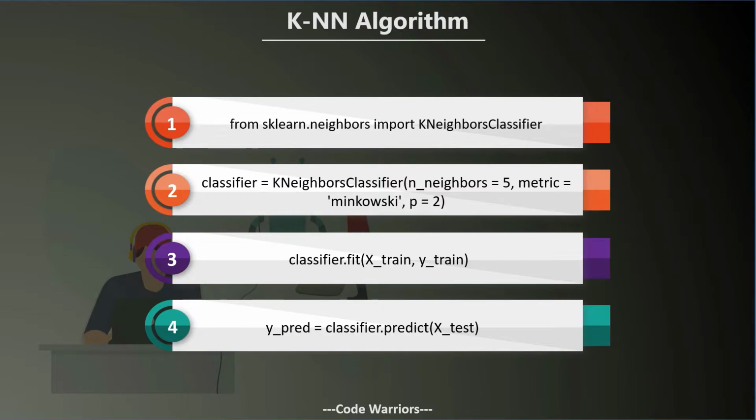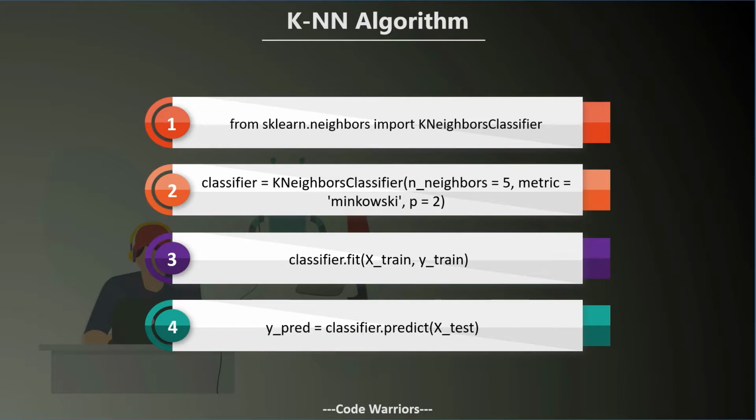Our object is classifier, which is equal to KNeighborsClassifier, and we are going to pass 3 parameters. Here n_neighbors equal to 5 is the k equal to 5 that we learned earlier. And metric equal to Minkowski, as I told you earlier, and p equal to 2, to make the Minkowski equal to the Euclidean distance formula. So for this we are going to use metric equal to Minkowski and p equal to 2.